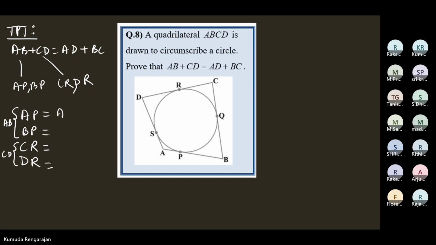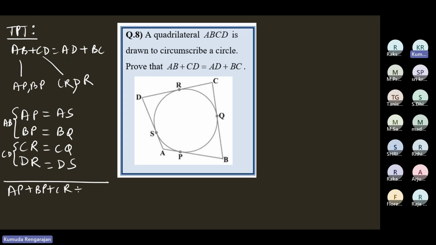AS. BP is equal to? BQ. CR is equal to? CQ. And DR is equal to? DS. Okay. Now add. When you add, you will get AP plus BP plus CR plus DR is equal to AS plus BQ plus CQ plus DS, when you add the LHS and RHS.